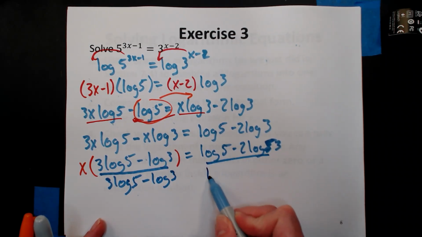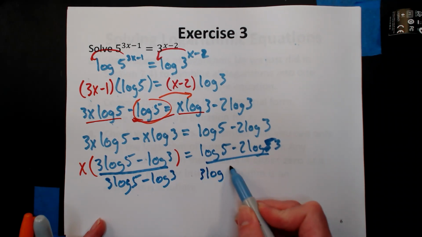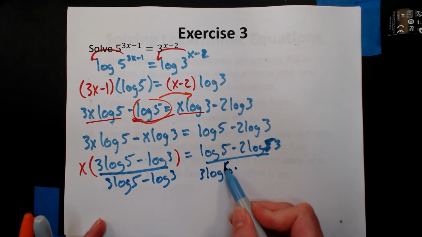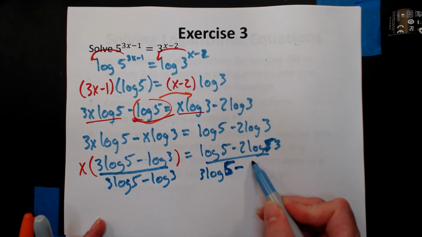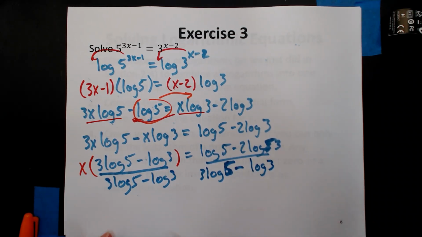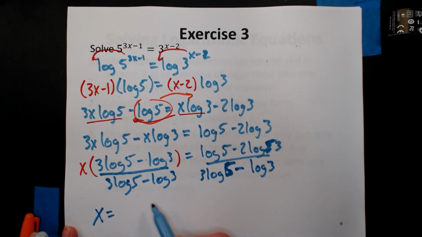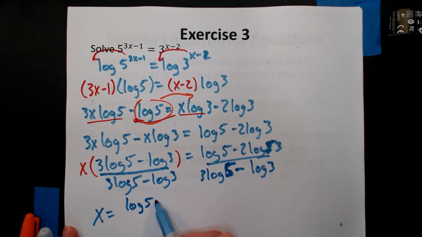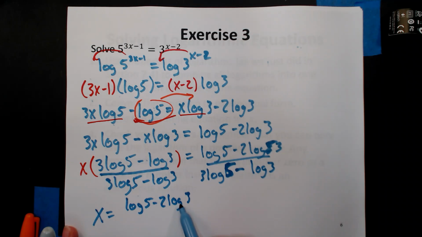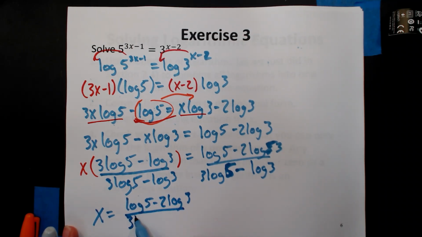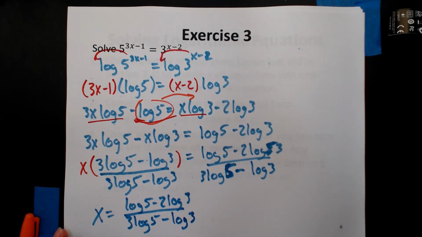So ultimately I get x equal to log 5 minus 2 log 3 all over 3 log 5 minus log 3. And that's the exact answer.